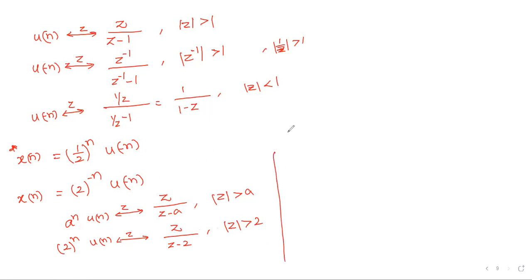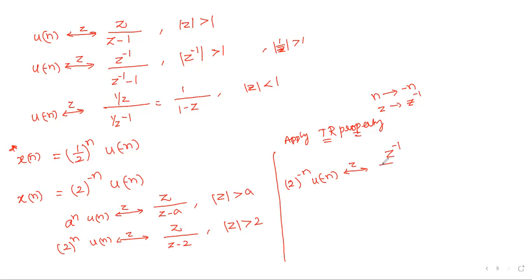Now apply the time reversal property. What is the time reversal property? 2 power minus n, if you are doing the minus here, u of minus n. So what will happen on this side? It will become z inverse. N will become minus n, and z will become z power minus 1. That is the property, right? Z power minus 1 divided by z power minus 1 minus 2. So the ROC will become mod z power minus 1 greater than 2.